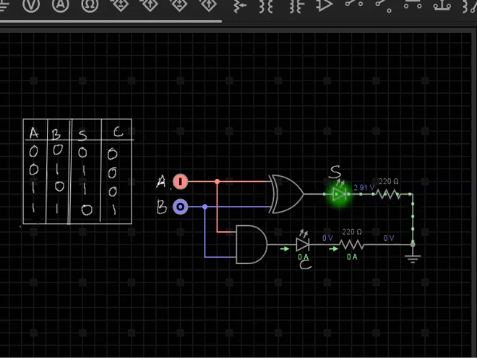Then in the last case, both inputs are high. A and B are high. Then look here, the sum is 0 and carry is high. Then the truth table of the half adder is verified.